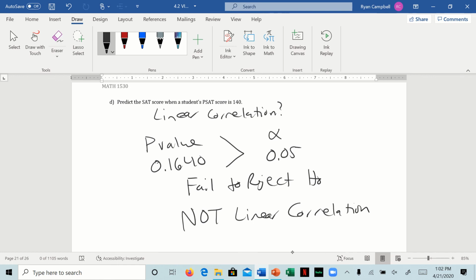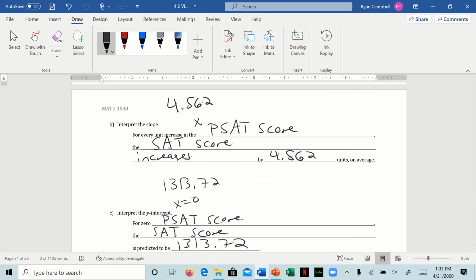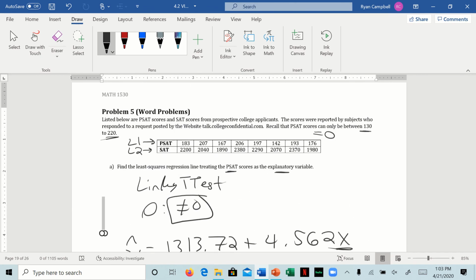So linear correlation? Nope. So good. I'm glad we didn't plug it in because we're not supposed to, right? So what are you supposed to do now? We have to find the mean of the y values. So you have to add all these SAT score values up, and then divide by 1, 2, 3, 4, 5, 6, 7, 8. There's 8 of them. Yeah, sum divided by 8.